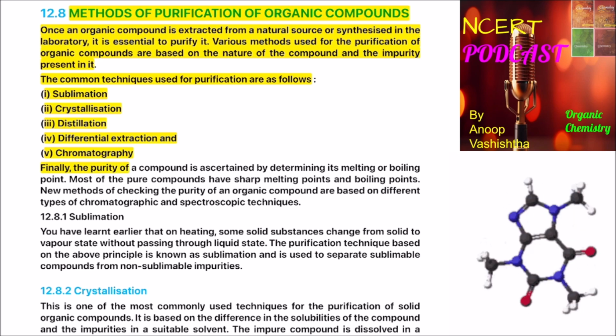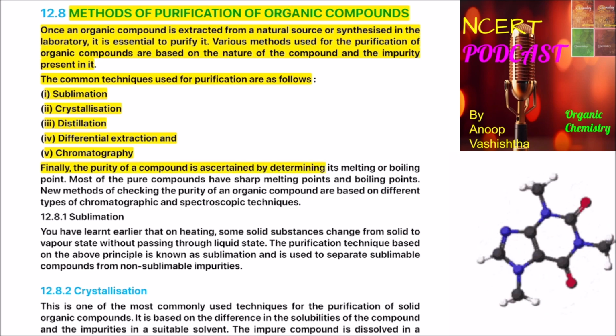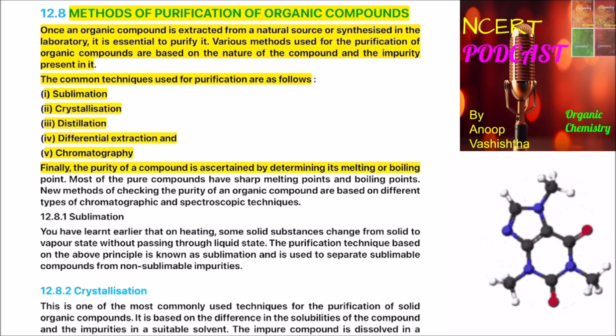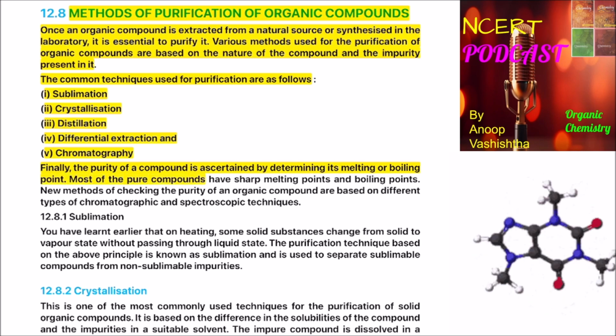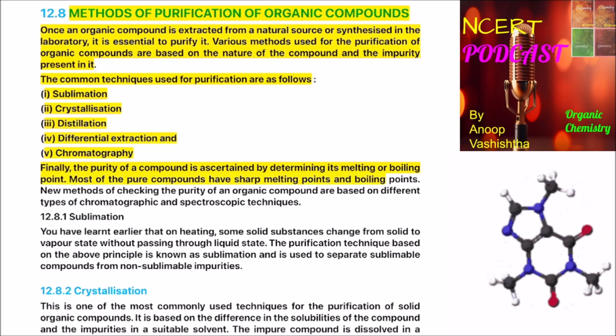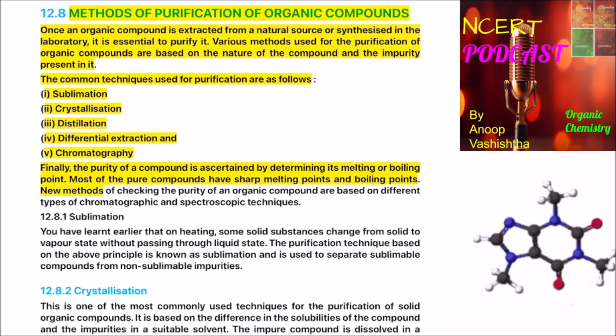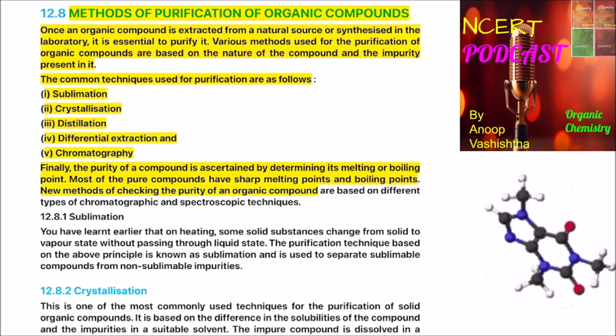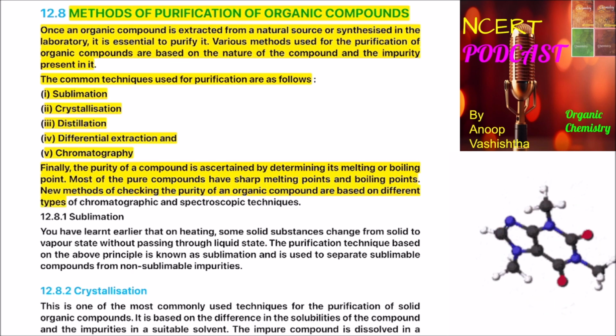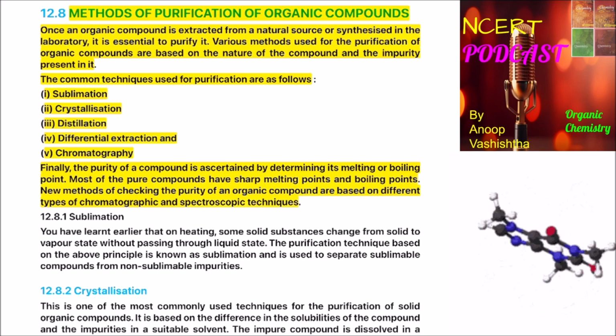Finally, the purity of a compound is ascertained by determining its melting or boiling point. Most of the pure compounds have sharp melting points and boiling points. New methods of checking the purity of an organic compound are based on different types of chromatographic and spectroscopic techniques.